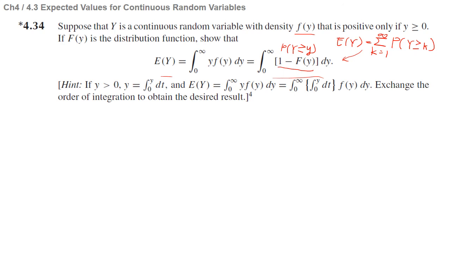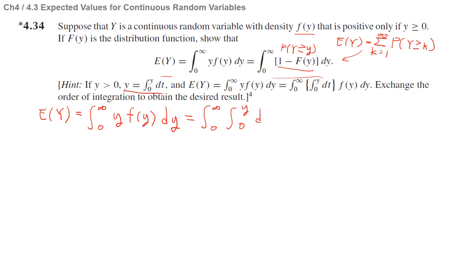Okay, then how can we prove this? Let's use the hint to prove this problem. For the expected value of y, this is the integral from 0 to infinity of y times f(y) dy, and here we can replace y with another integration, from 0 to y dt, f(y) dy. And actually this is a double integration, dy from 0 to infinity and dt from 0 to y, and the function is f(y), and we have dt dy.